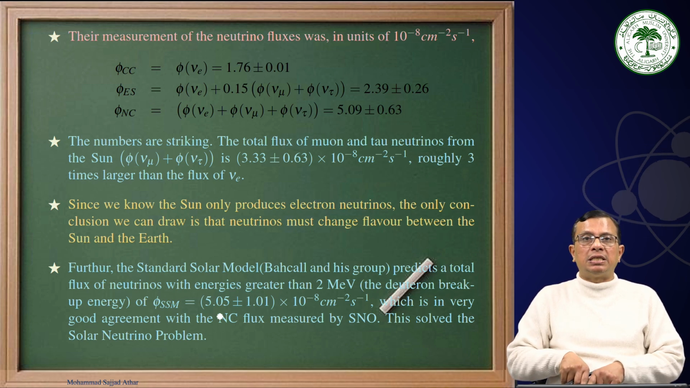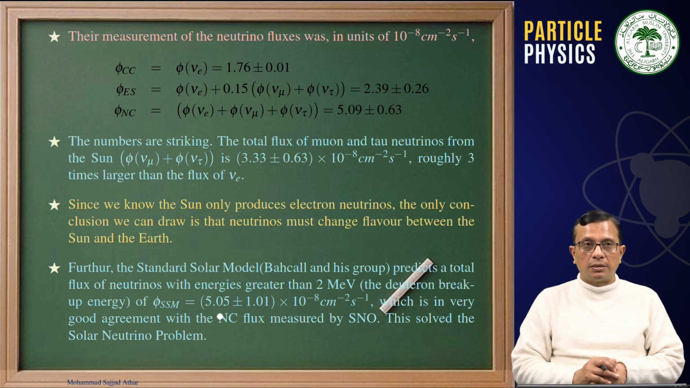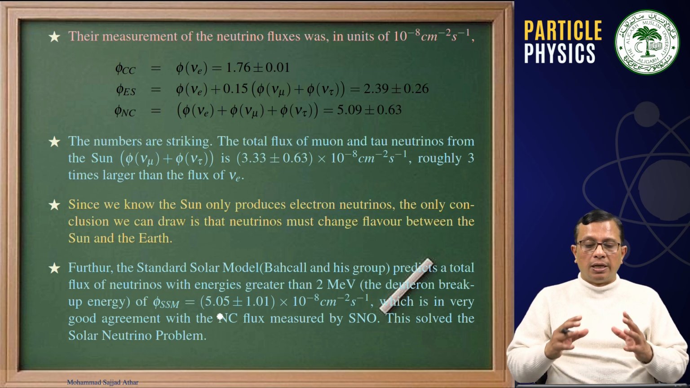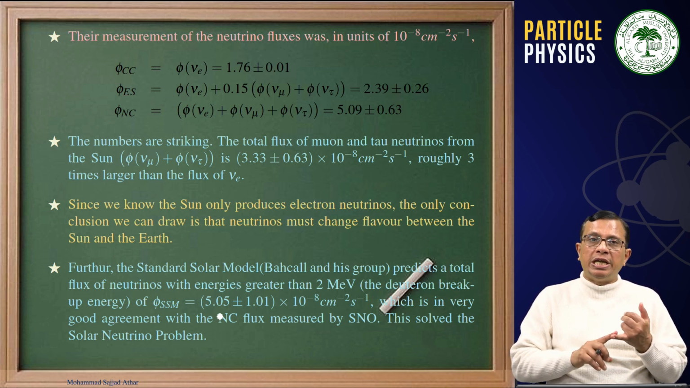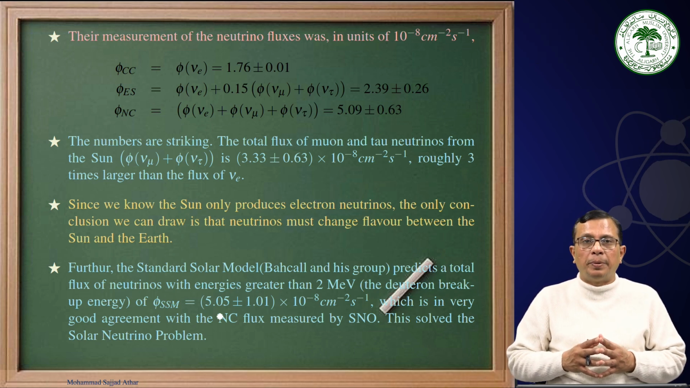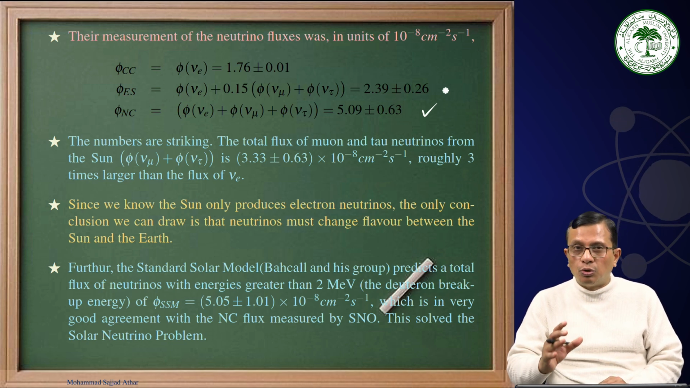That should reach at SNO. But what was observed for electron neutrinos? This was only 1.76, much smaller in number, about 35-40%. But when they looked at the neutral current interaction, together for nu E, nu mu and nu tau interacting with the deuteron target and having proton and neutron breakup, they found this number to be 5.09, which was very close to the Bahcall prediction. And this is where it was believed that neutrinos do oscillate.